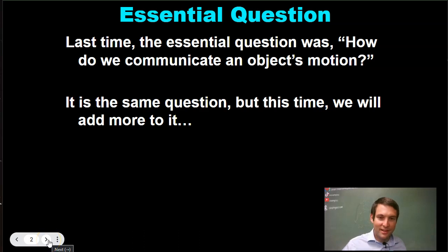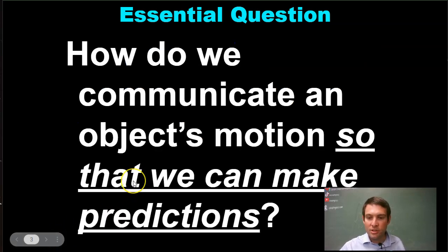Representing motion. Last time the essential question was, how do we communicate an object's motion? For this lesson, it's going to be the same essential question, but we're going to add a little bit more to it. So, how do we communicate an object's motion so we can make predictions?